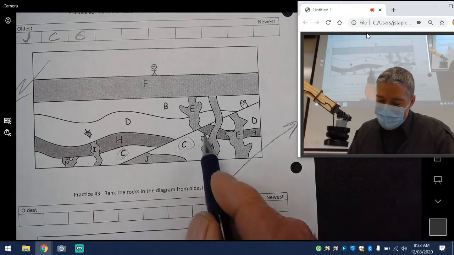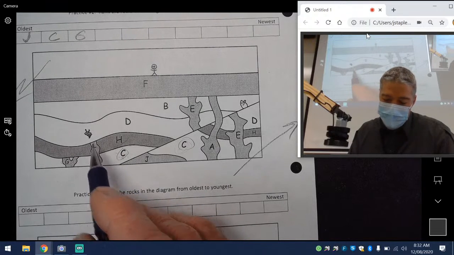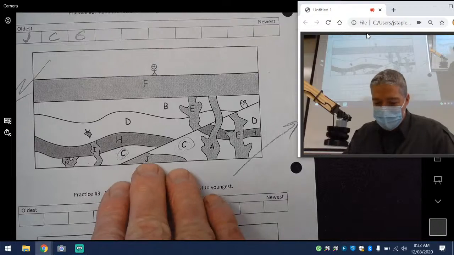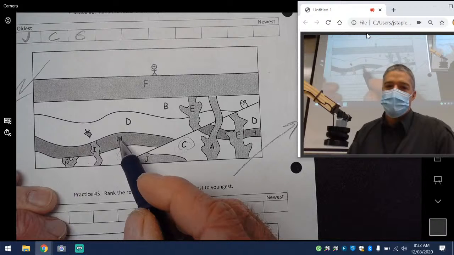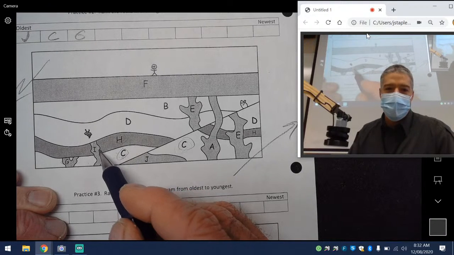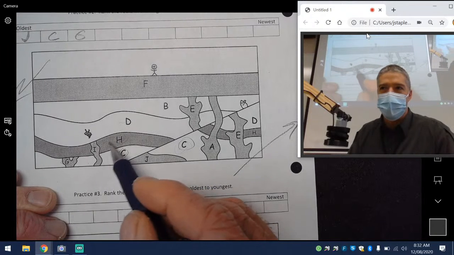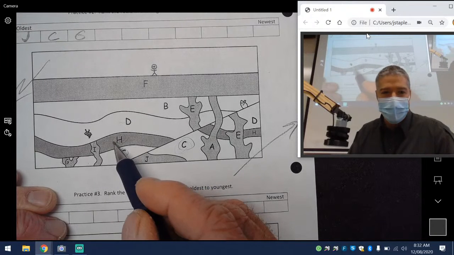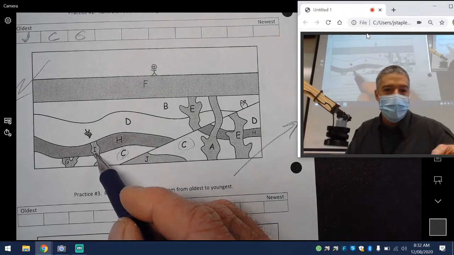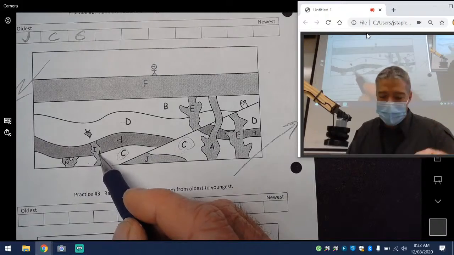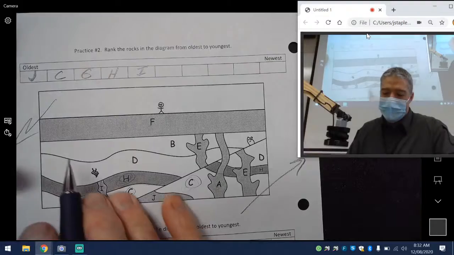So after C, moving up, the next thing we've got is H and I. What I'm doing is I start lowest, I work up, and I try to find the next lowest thing. It's not really H and it's not really I. They're sort of tied. They're definitely below D. So which one's older, H or I? H, because I cut through it. So H had to be there first for I to cut through. So H is next, and then I.